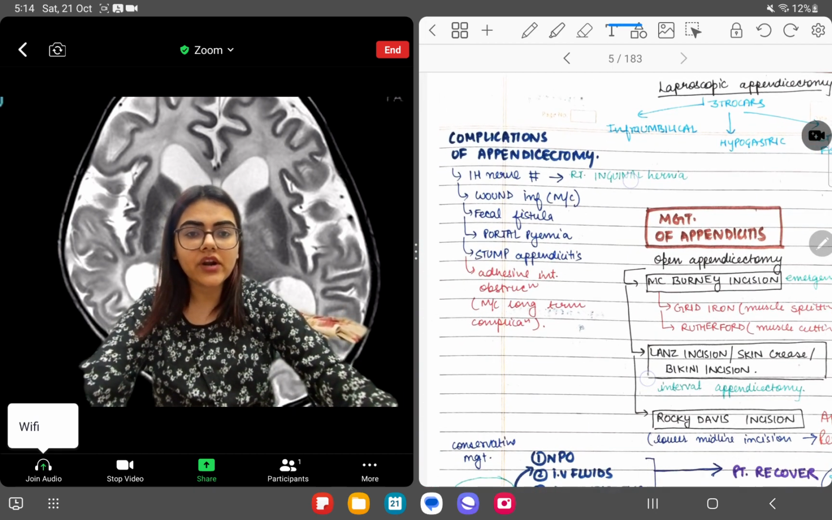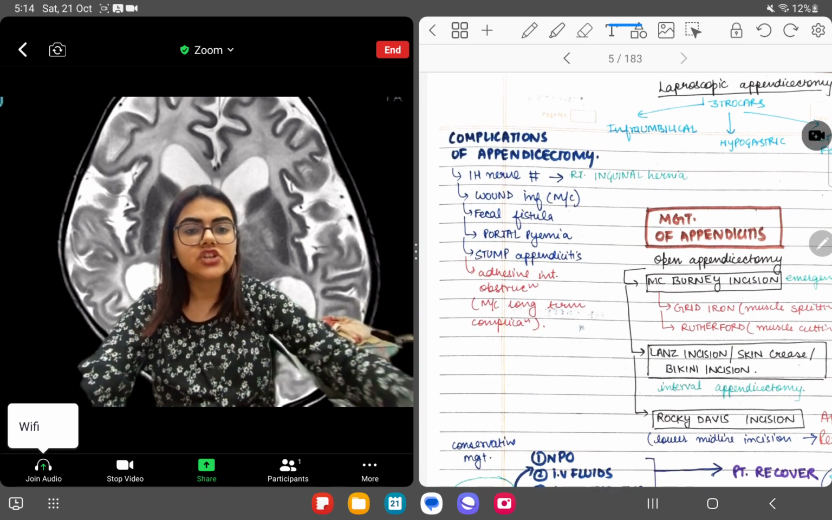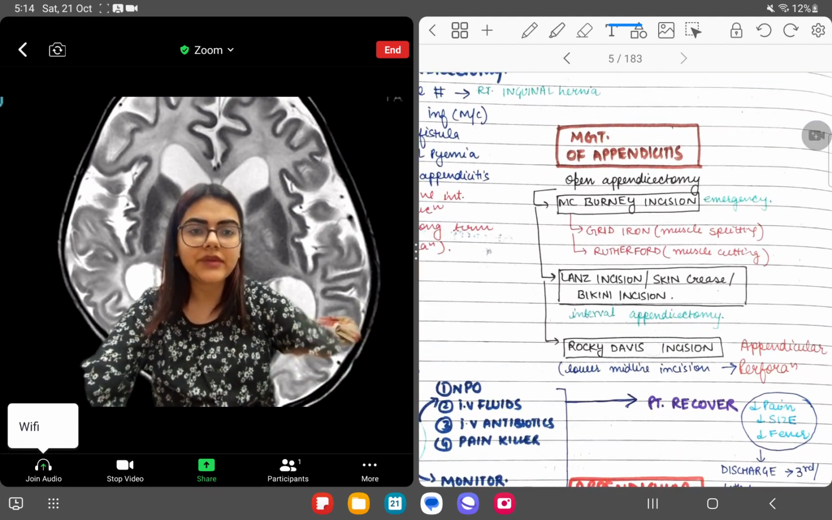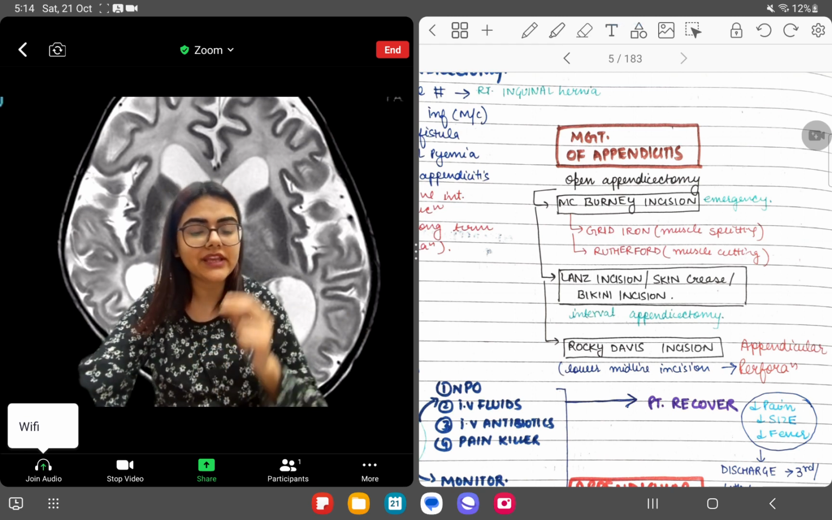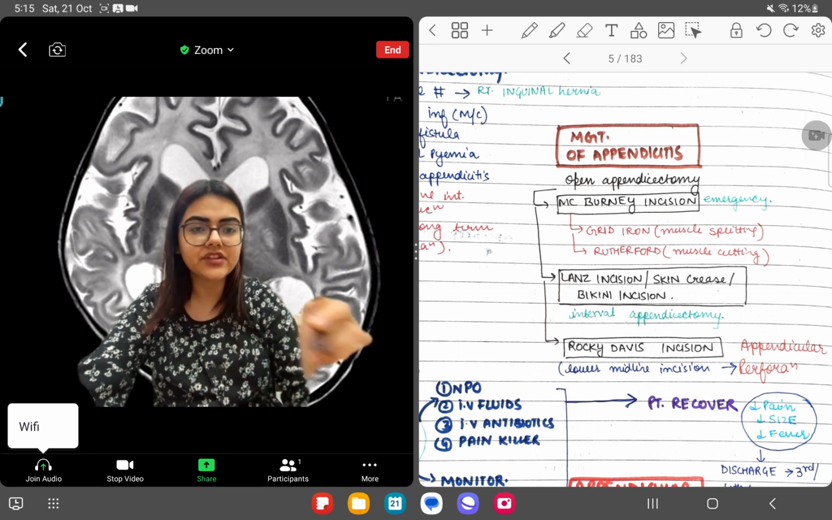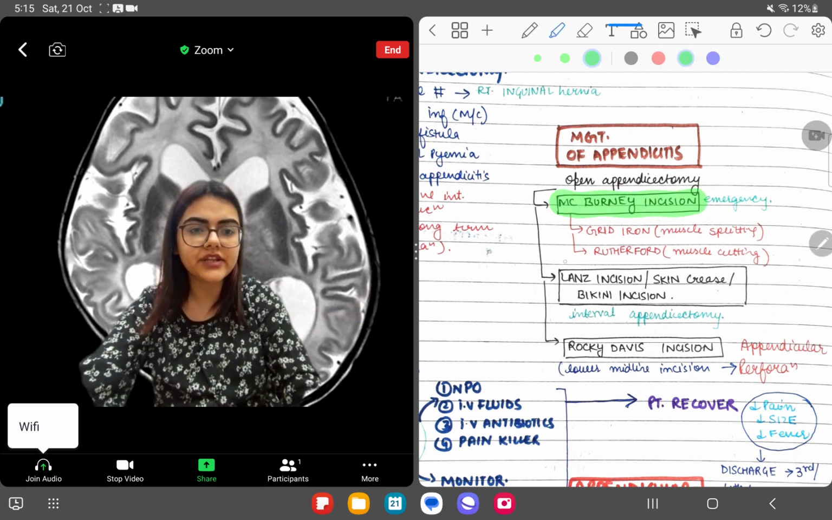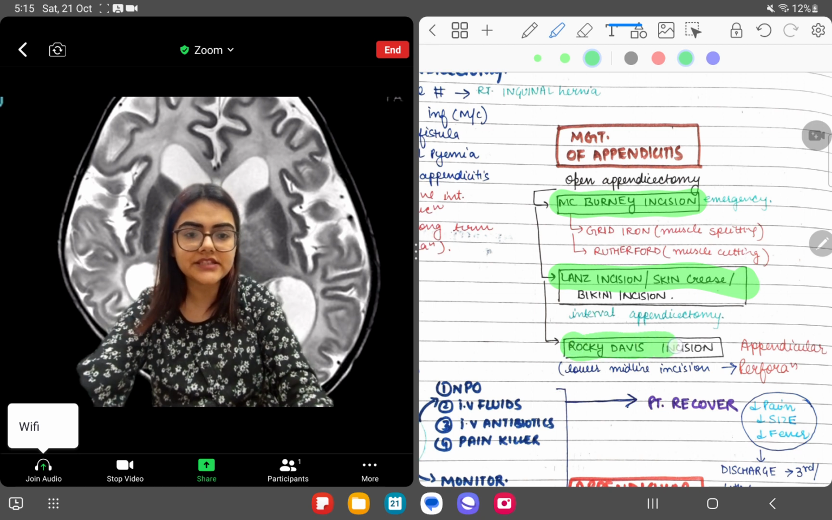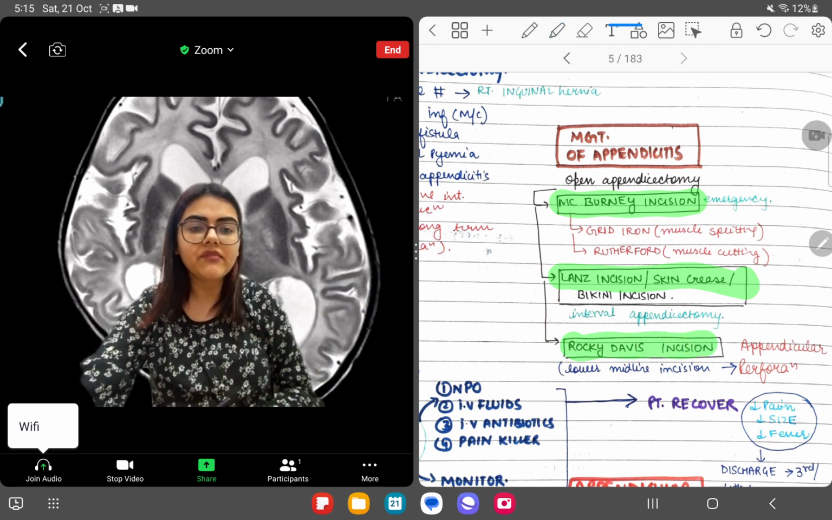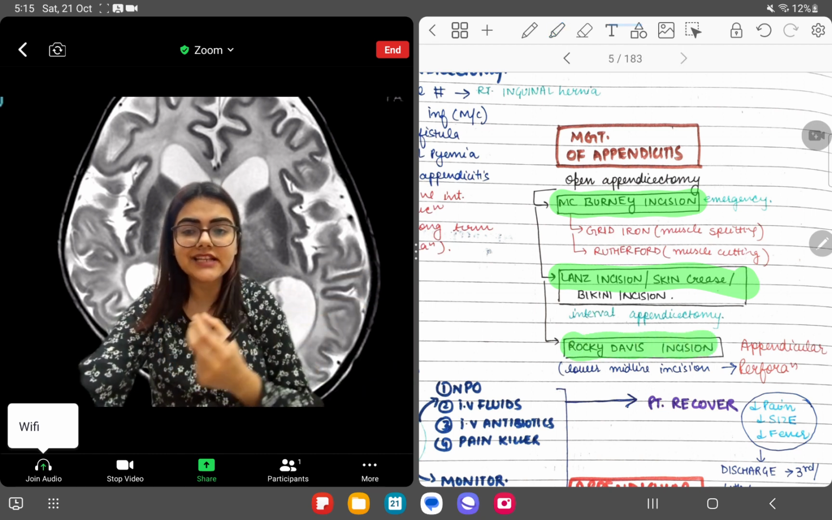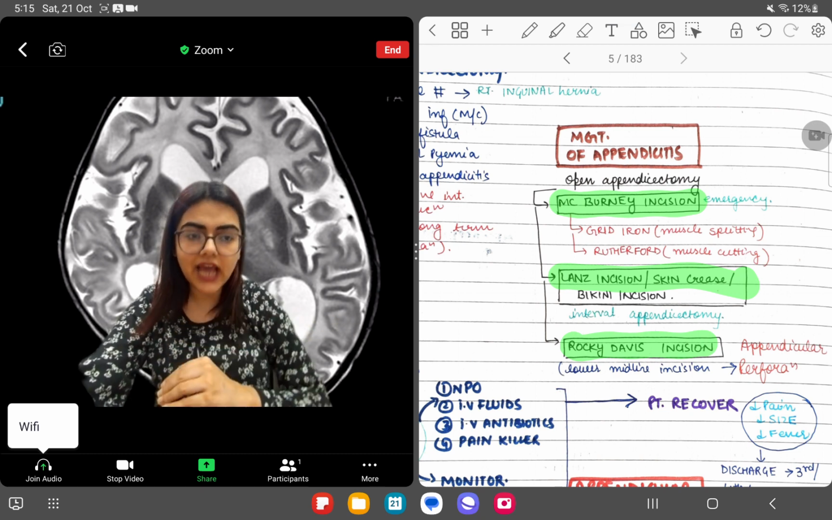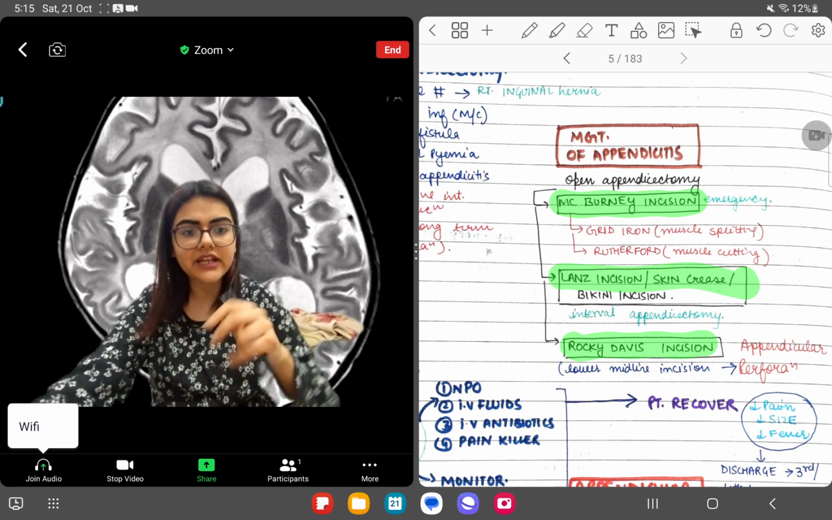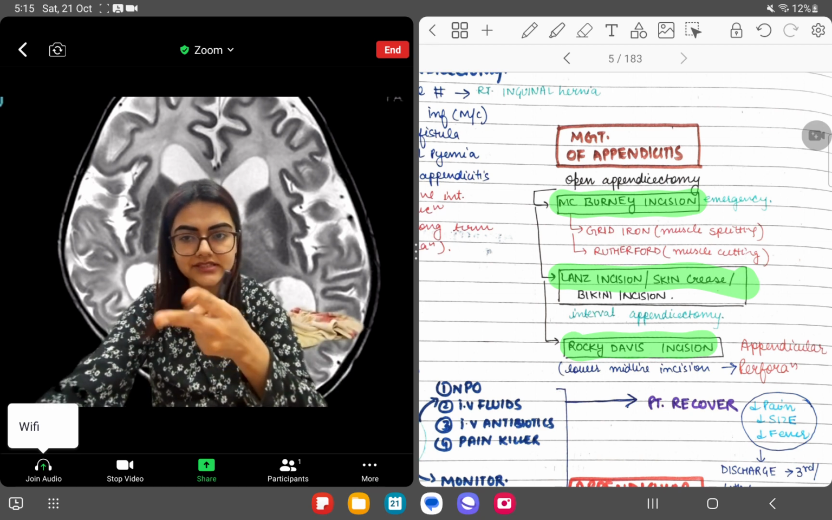Okay, then what are the complications of appendicectomy? So before the complications of appendicectomy, how do we manage appendicitis? We may perform open appendicectomy, we can also perform laparoscopic appendicectomy. In open appendicectomy, we have some special types of incision, that is your McBurney incision, Lanz or skin crease or Bikini incision, Rocky Davis incision. So one by one we will learn about this. McBurney incision is given in emergency condition, and McBurney can be of two types, that is gridiron, in which we perform muscle splitting, and Rutherford Morison, in which we perform muscle cutting.